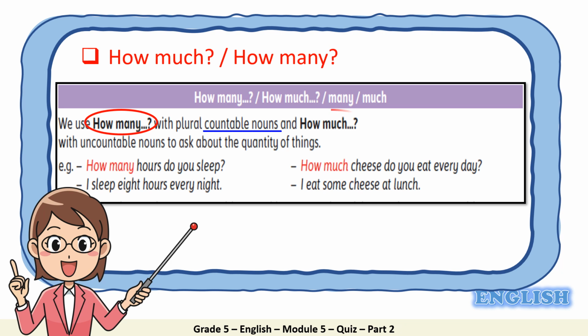The second one is how much. We use how much with uncountable nouns. For example, how much cheese do you eat every day? How much sugar do you need in your tea?